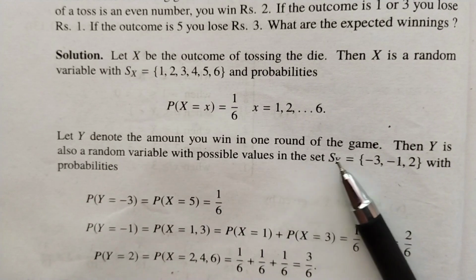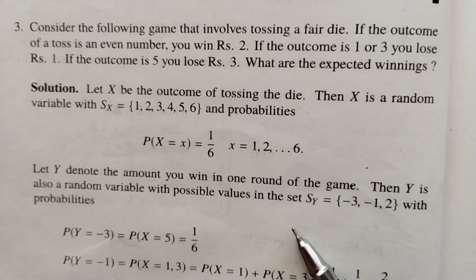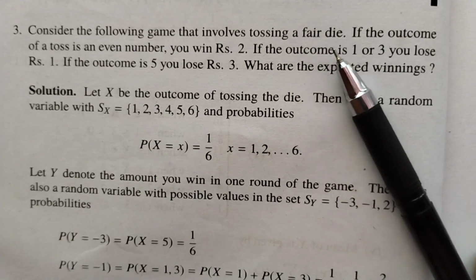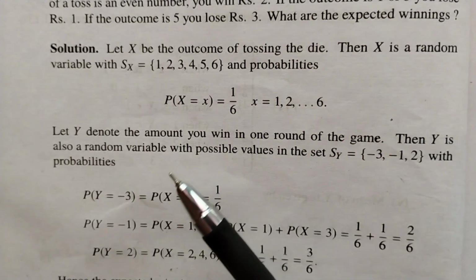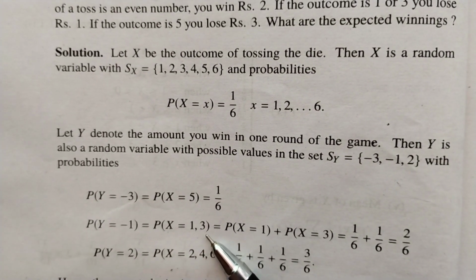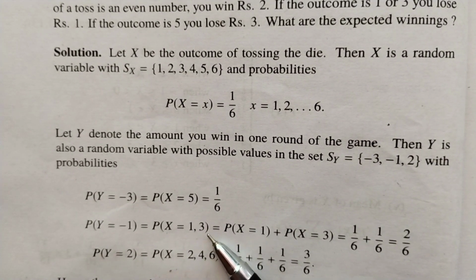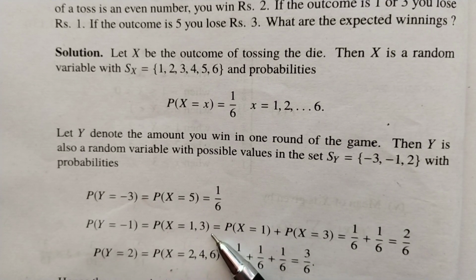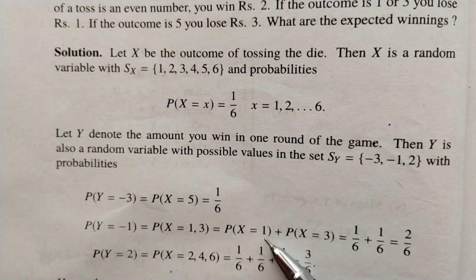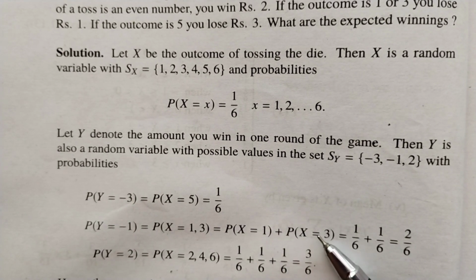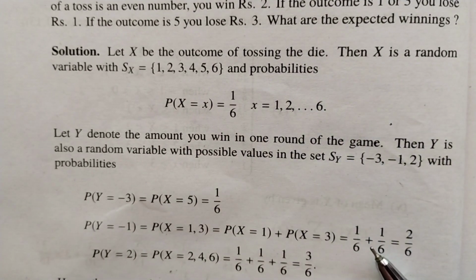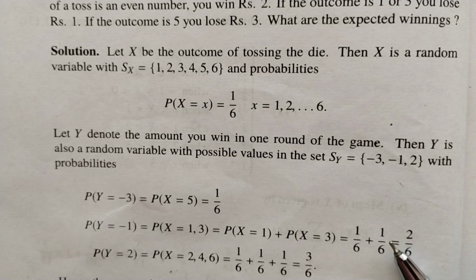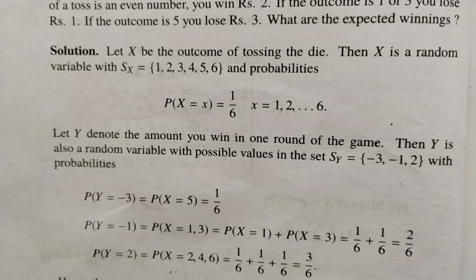Now what is the probability of -1? You lose rupees 1 if the outcome is 1 or 3. So what is the probability of getting 1 or 3? These are independent events, so for getting 1 or 3 you just add the probabilities. That is, probability of x equal to 1 plus probability of x equal to 3. Probability of x equal to 1 is 1 by 6 and of x equal to 3 is also 1 by 6. Total value is 2 by 6.